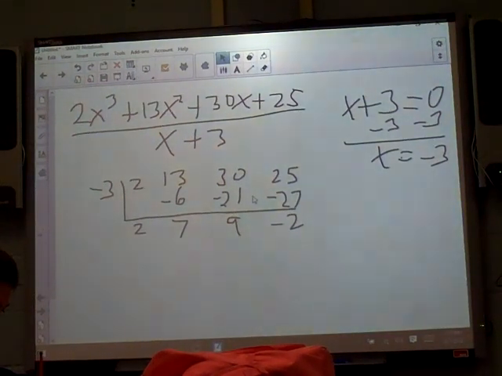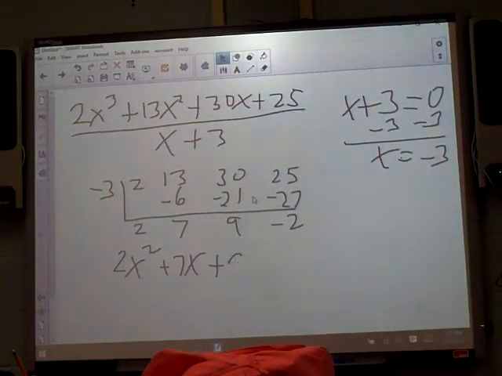Okay, so you're done with synthetic division. The part now is just to write your answer. Remember, the problem started off as 2x cubed divided by x. What is an x cubed divided by an x? X squared. Very good. So our first number is going to be an x squared. So this is 2x squared, and then they just go in descending order from there. Plus 7x, plus 9. What's that negative 2?